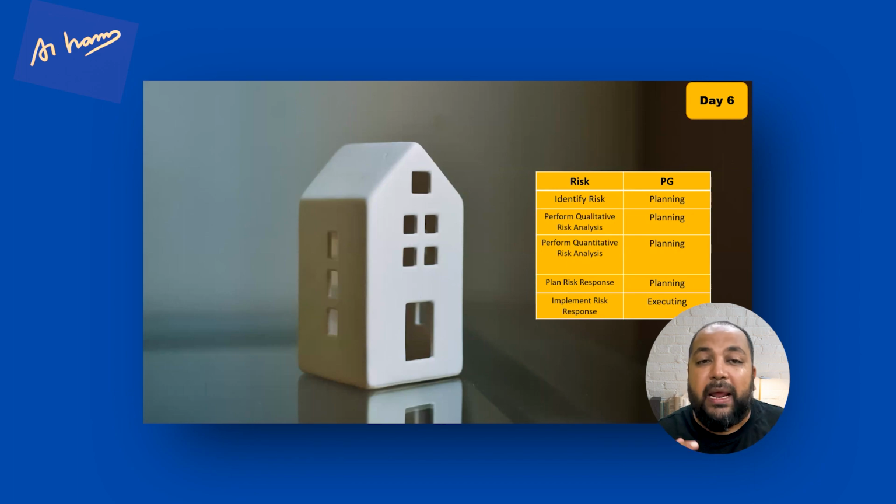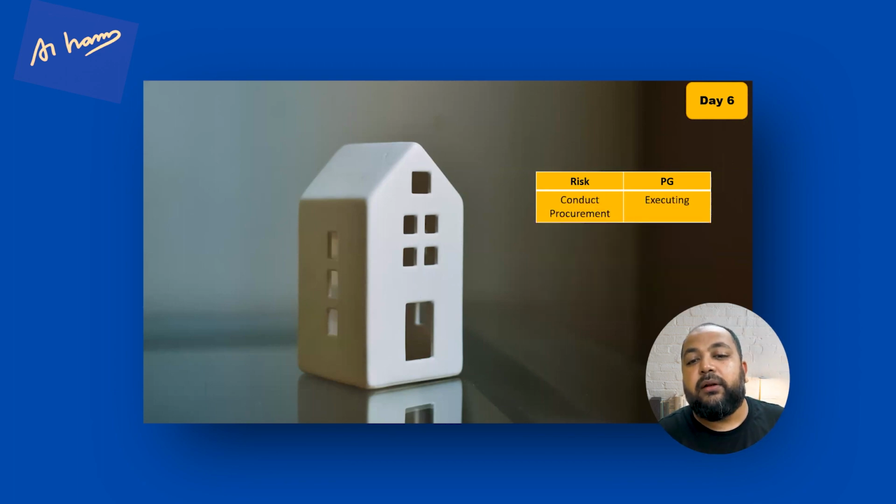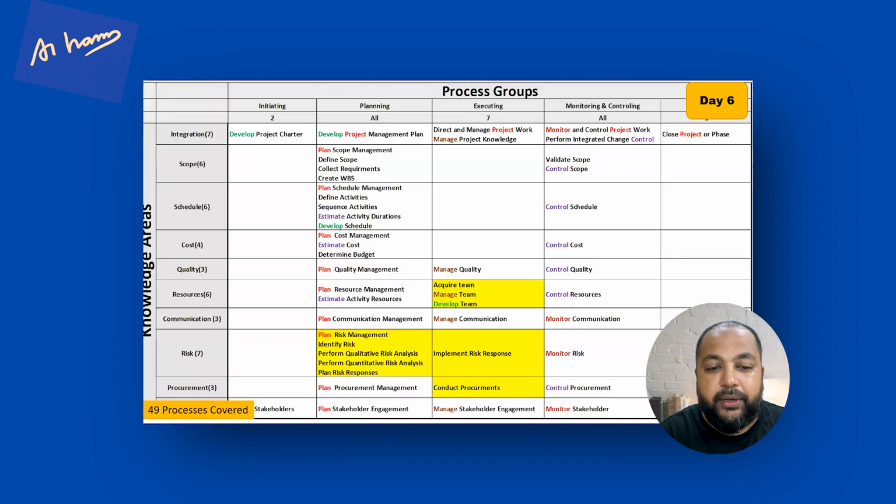Then you want to plan responses. What you can't do, you want to transfer; you want to mitigate; you want to accept some risk. And then you want to implement a risk response in the executing process group, right? So these are the new processes you need to remember logically on day 6. And then finally for procurement, you've got conduct procurement. That's an executing process group. So that's how it looks in front of you. This covers all the 49 processes.